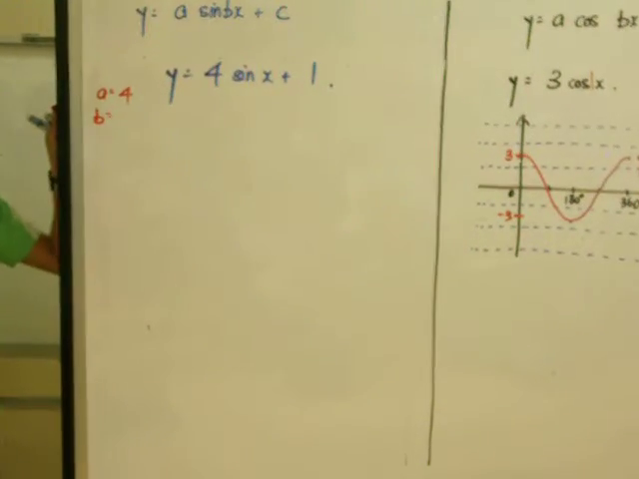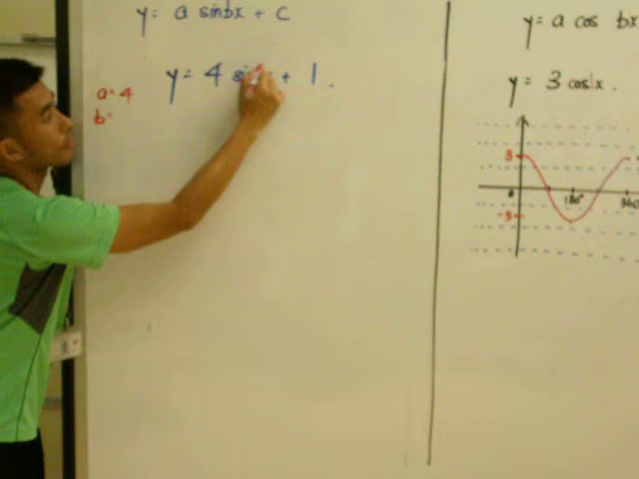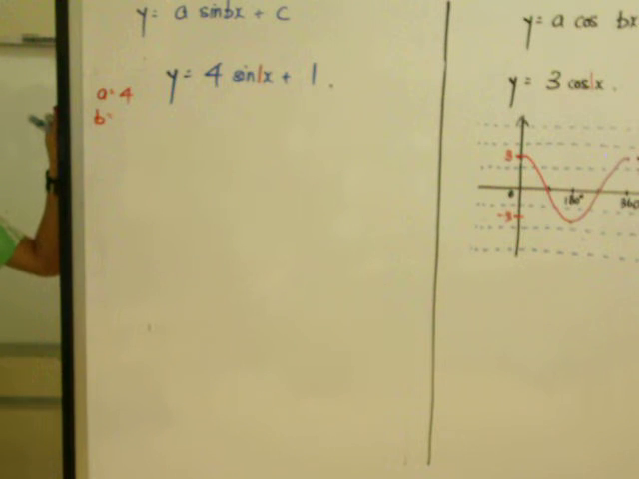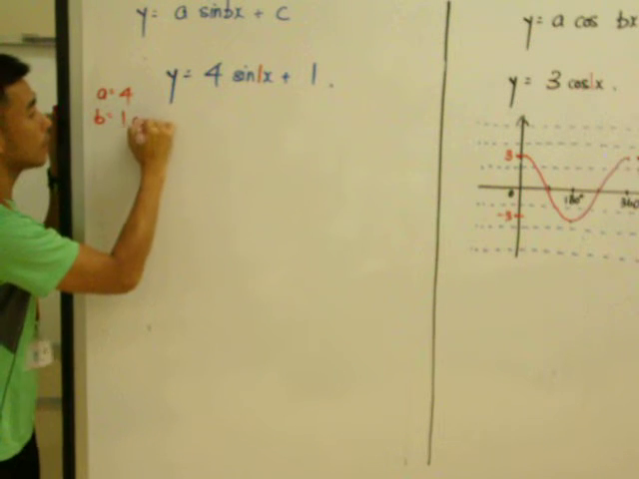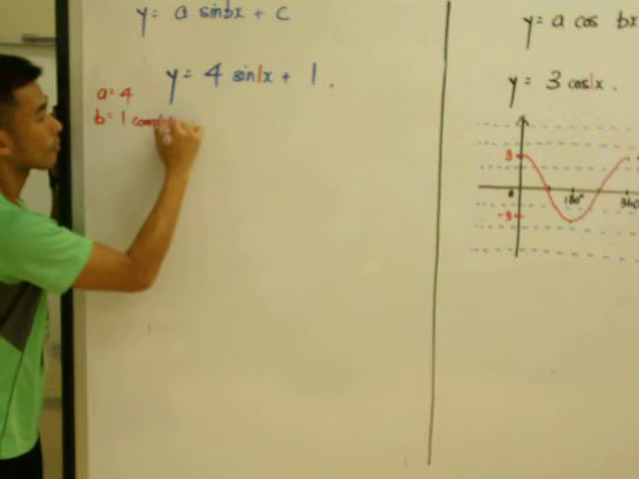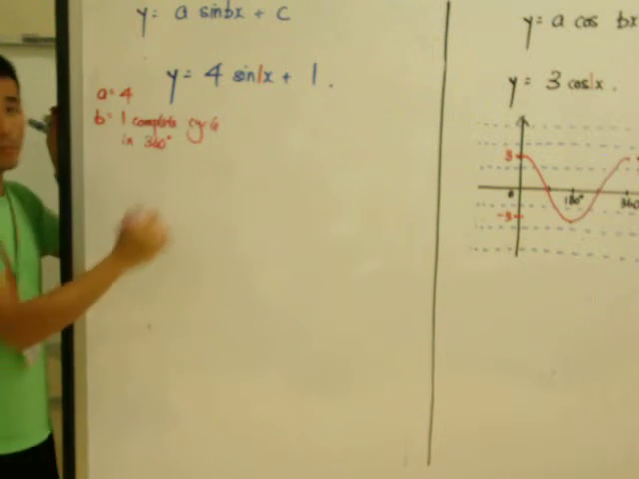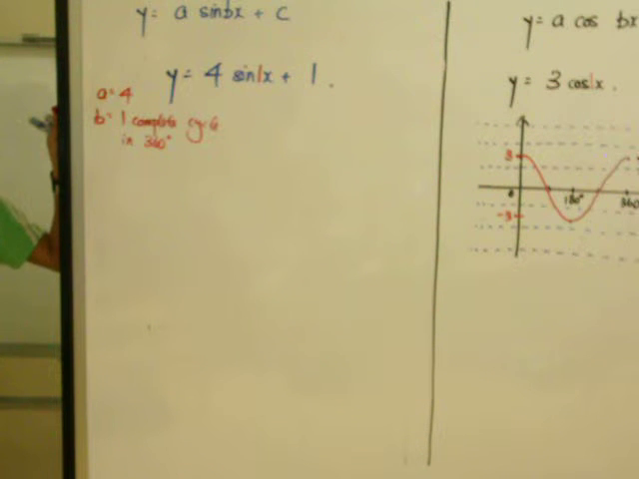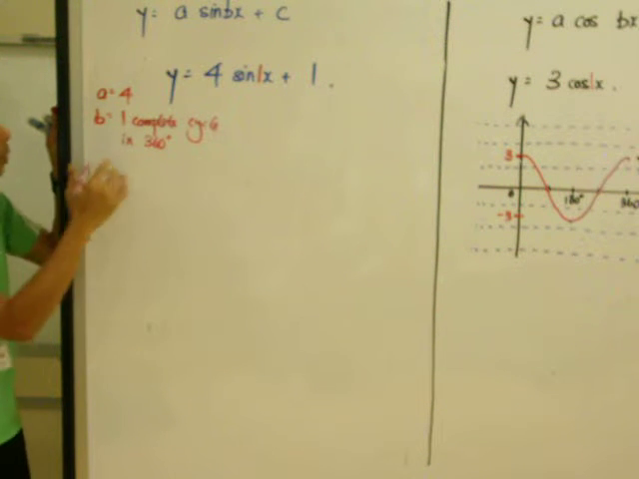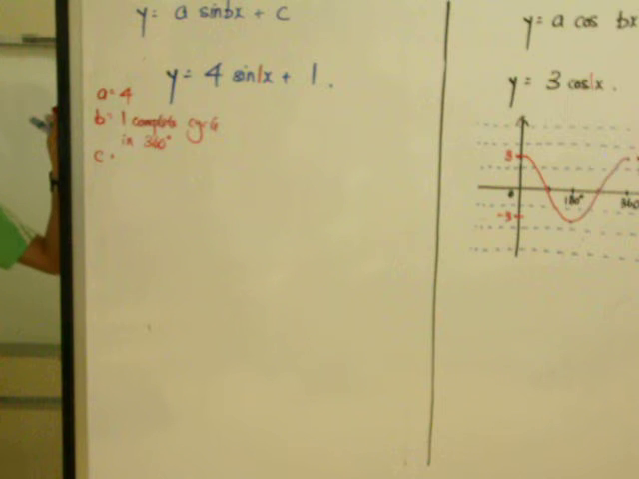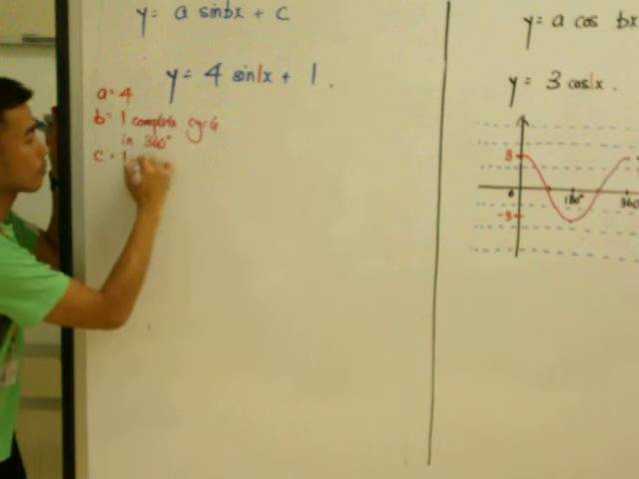What's the value of B? 1. This tells you that one complete cycle is in 360. I'm going to repeat this over and over again. Tomorrow is the same thing. Now, C tells you 1. What does 1 tell you? It's positive 1. Means it's going to move up by 1 unit.